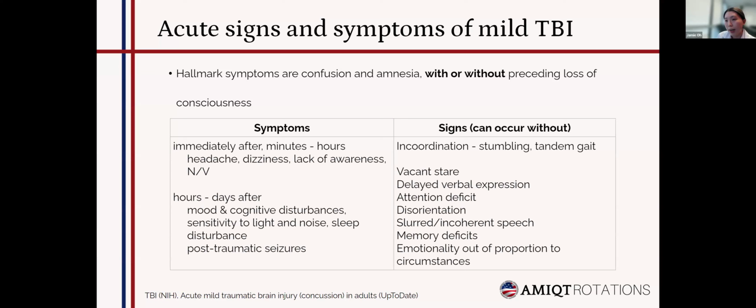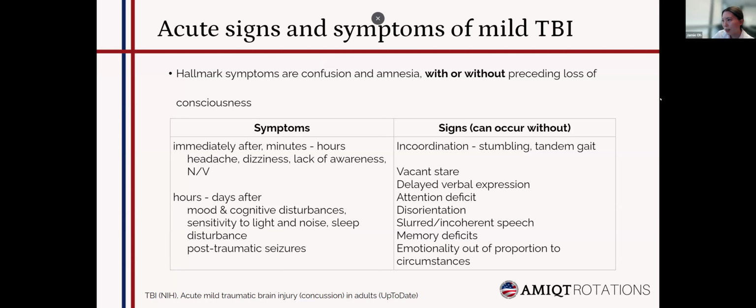The symptoms, it's quite a lot of text on the slide, but generally speaking, the symptoms are divided into three main categories. Firstly, physical symptoms such as headaches, sensory symptoms such as dizziness or visual disturbances, and neuropsychiatric symptoms such as mood or cognitive disturbances. And these symptoms tend to come on at different stages. Immediately after the trauma or minutes to hours following, patients commonly complain of headaches, dizziness, lack of awareness, nausea, vomiting. From a few hours to days after the trauma, they start complaining of mood and cognitive disturbances, sensitivity to light and noise, sleep disturbance, and post-traumatic seizures.